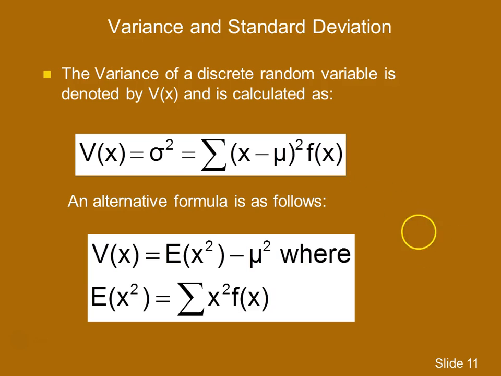I like to give an alternative formula that I think is, in some cases, a little bit easier. The variance of x is equal to E of x squared, that is the expected value of x squared, minus the mean squared. One of the reasons I like this alternative formula is, remember, the mean is just the expected value. So if you calculate the expected value of x first, you can just square it to get this second part. Then the only thing we have to calculate is this term, the expected value of x squared. To do that, you square the x's, multiply them by the f of x's, and add it up.